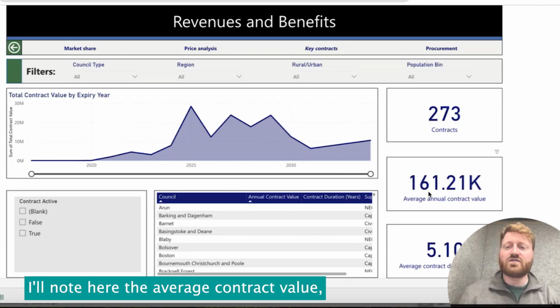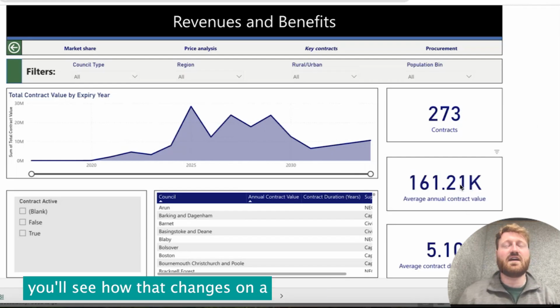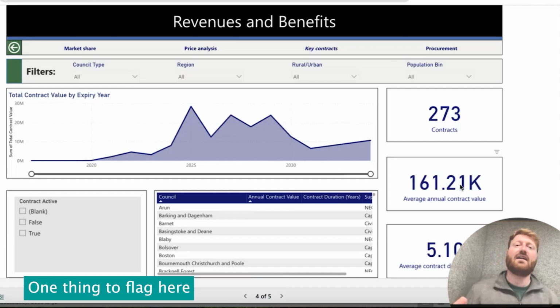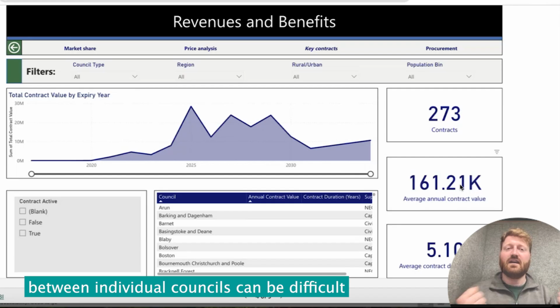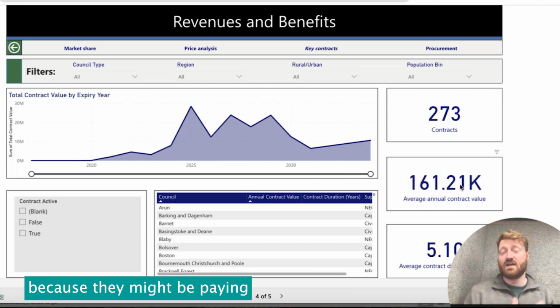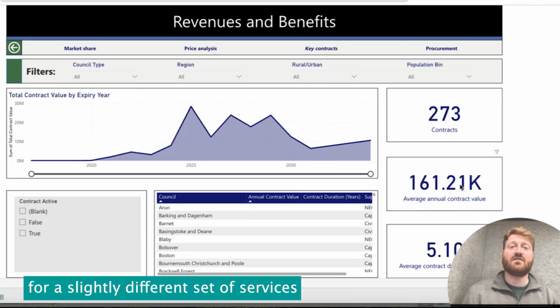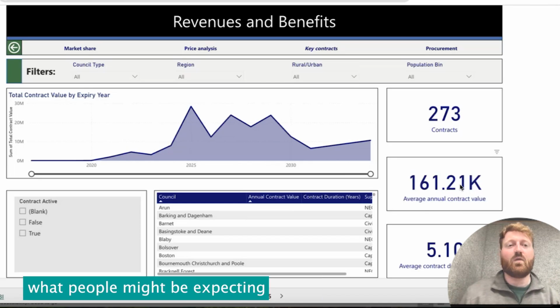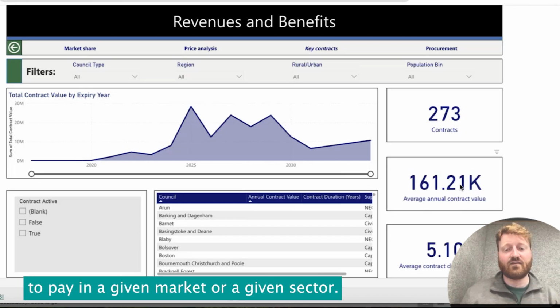I'll note here the average contract value. You'll see how that changes on a case-by-case basis across the different markets. One thing to flag here is that price comparisons between individual councils can be difficult because they might be paying for a slightly different set of services or modules. Again, it shows us directionally what people might be expecting to pay in a given market or a given sector.